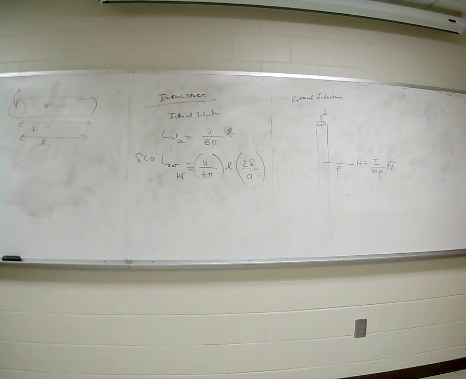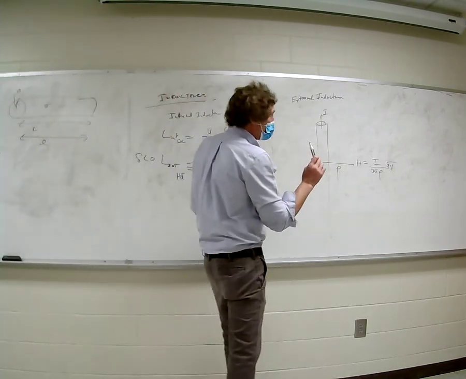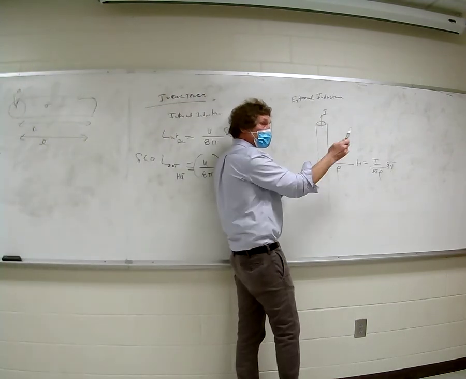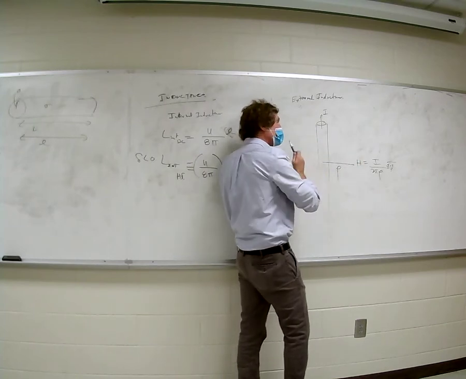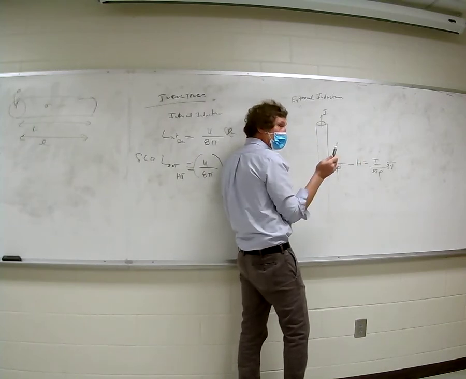The line integral of H dot dl over a closed path is equal to the current penetrating that path, right? Y'all remember that? Yes. I got head shaking. Yeah, that's the exact thing. Well, if you think about it, we know the H field is in the phi direction, it circulates. Take a look at the length of the path, it would be 2 pi rho, right?